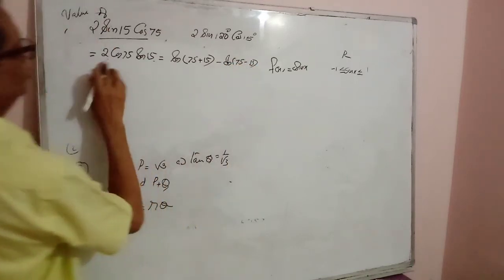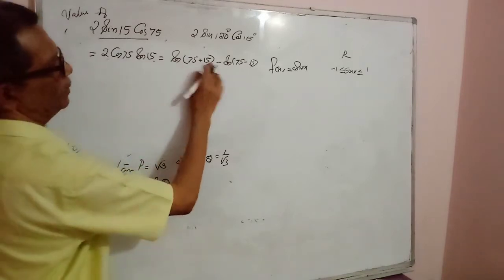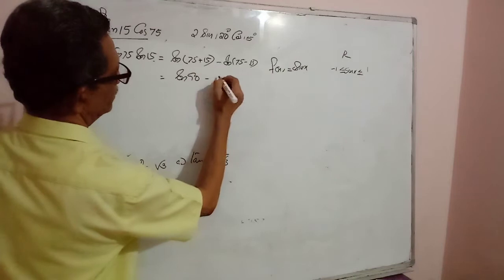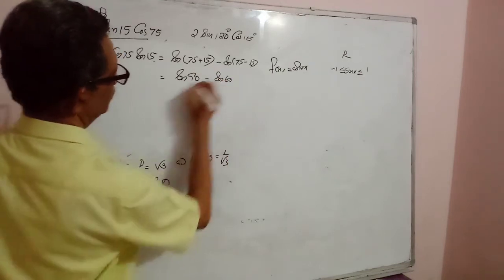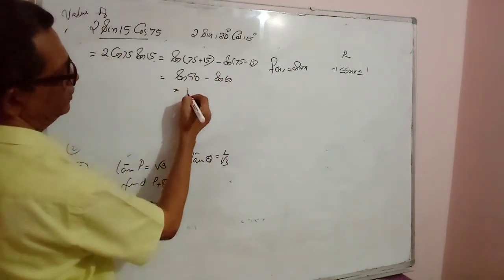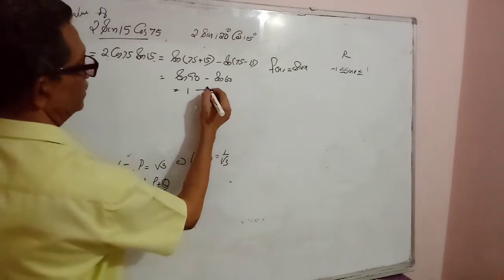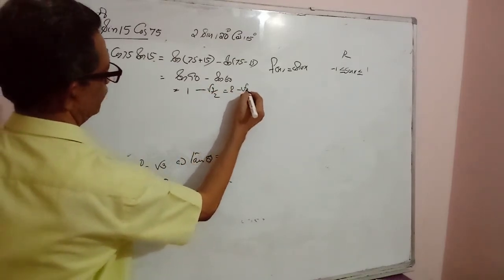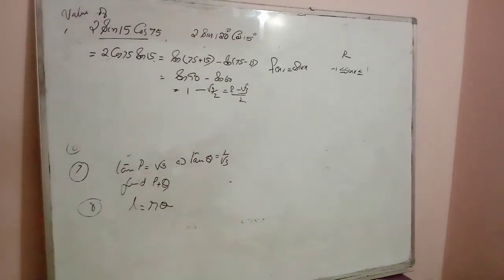That is, 2 sin A cos B is equal to sin(A+B) minus sin(A−B). This is sin 90 minus sin 60. You know the value of sin 90 is equal to 1, and sin 60 is equal to root 3 by 2. So the answer is (2 minus root 3) by 2. The value of this is.